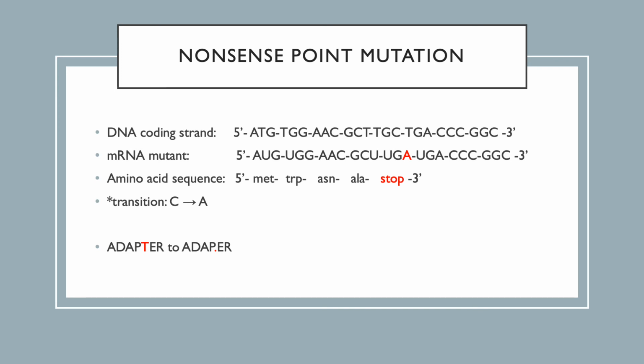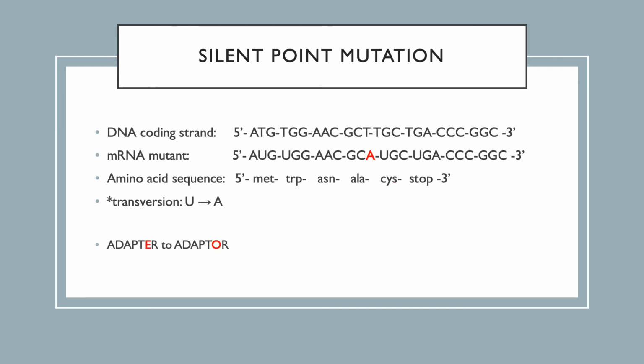This slide has the silent point mutation example, which is a base substitution that does not change the amino acid reproduced. This is a transversion point mutation because it is pyrimidine to purine. Now our word adapter becomes adapter, which is spelled differently but translates to the same definition.